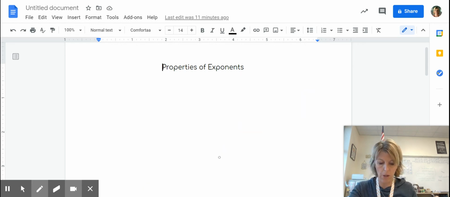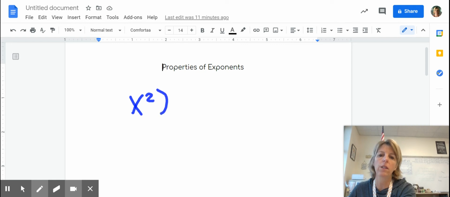Add this to your notes. We call it power to power. Power to power, boom, multiply. What do I mean by power to power? It's things like sometimes we might have x squared, and we're going to cube that whole thing. X squared, but we're going to cube that whole thing.